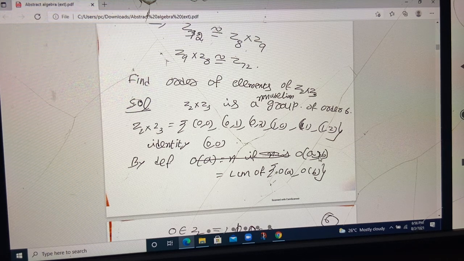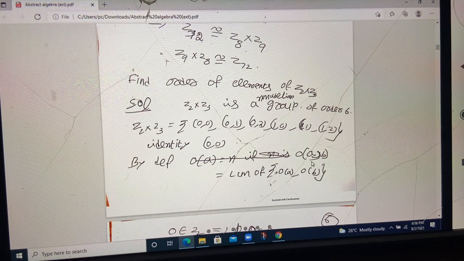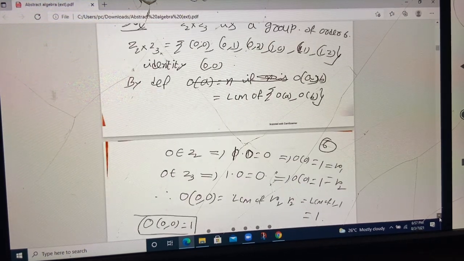What is the order of any element (a, b)? It is nothing but the LCM of the order of a in Z2 and the order of b in Z3, because a belongs to Z2 and b belongs to Z3. For finding the order of a, we find the order of a in Z2; the order of b we find in Z3. So we want the orders of each and every element.